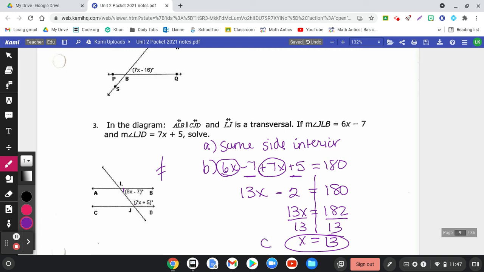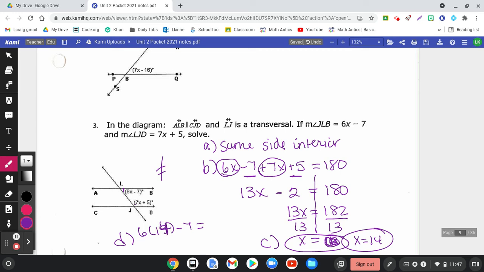And then again, so that's C. For part D, find those angles. So if we do 6 times 13 minus 7, that'll give you your acute angle. Oh, 6 times, what did I say, 13? 14. X equals 14. Mistakes happen. Okay, there we go. Now that makes sense.